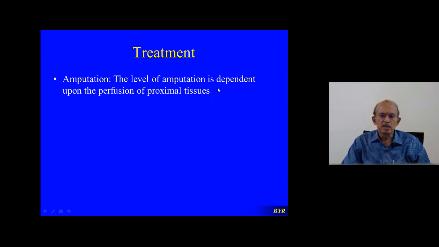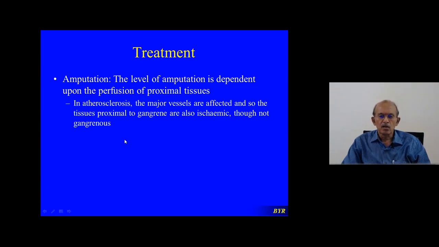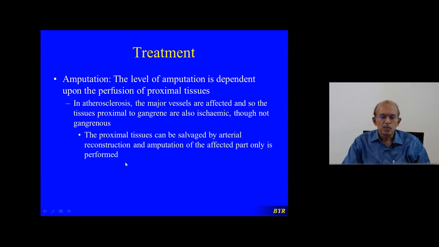Again, the level of amputation depends upon the perfusion of the proximal tissues. In atherosclerosis, the major vessels like the femoral and iliac vessels are affected. So the tissues proximal to the gangrene are also ischemic, though not gangrenous. There is lack of perfusion up to the level of the knee in femoral artery atherosclerosis. So the proximal tissues can be salvaged by arterial reconstruction, and amputation of the affected part only is performed. We already studied this point in the atherosclerosis topic.